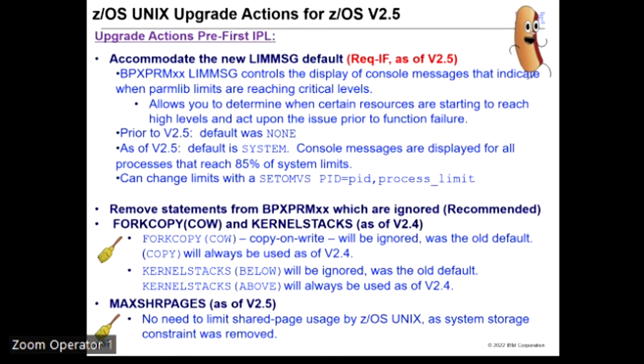Okay, that's fork copy, kernel stacks, and max share pages. All three of those are gone. Just go ahead and take them out. Now remember, if you're going to share that ParmLib member, it might be needed on the prior level, but in 2.5, we don't need those anymore. Okay, 2.5 was max share pages, and 2.4 was fork copy and kernel stacks. I like it when we get rid of stuff in a ParmLib member. It makes it easier to maintain, right?